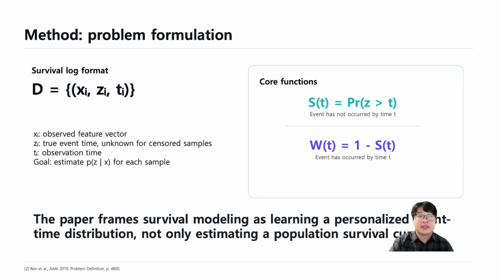The event occurrence function is W. This is the probability that the event has occurred by time t. So DRSA is not just estimating a population level survival curve. It is learning an individualized event time distribution.